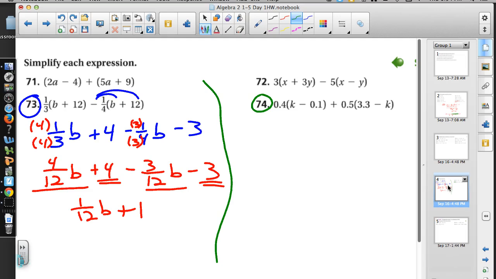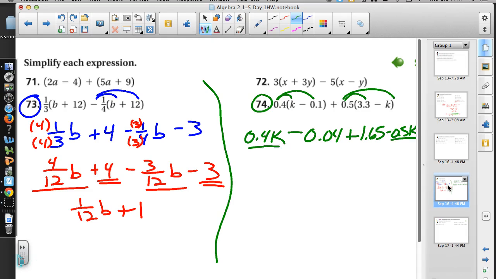Number 74. This has decimals, and usually that will cause people some trouble. But you take 0.4 times k and you get 0.4k. And then we take 0.4 times 0.1 and we get -0.04 plus 0.5 times 3.3 is 1.65. And then 0.5 times -k will be minus 0.5k.